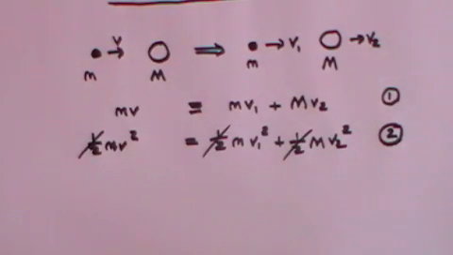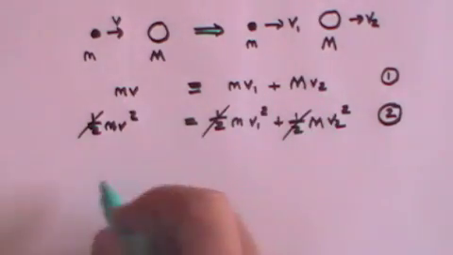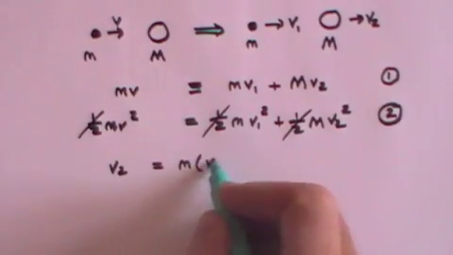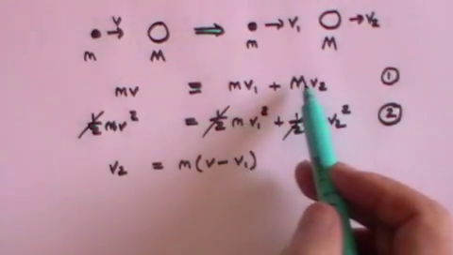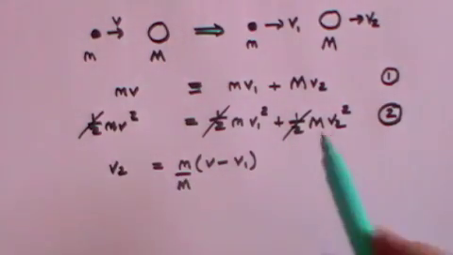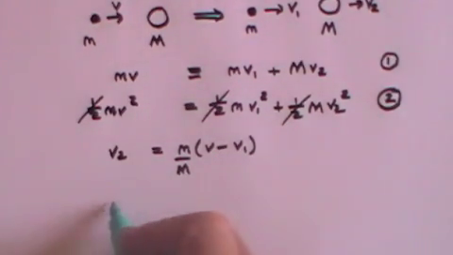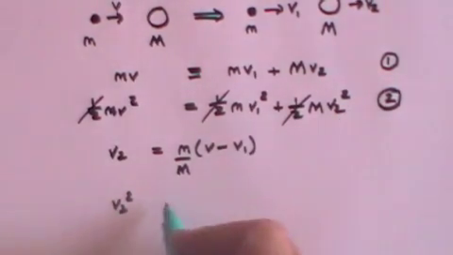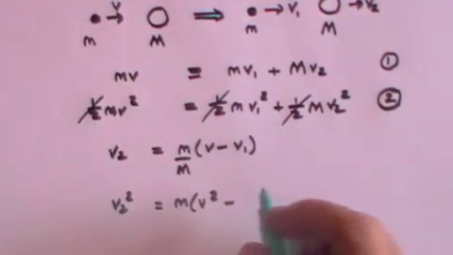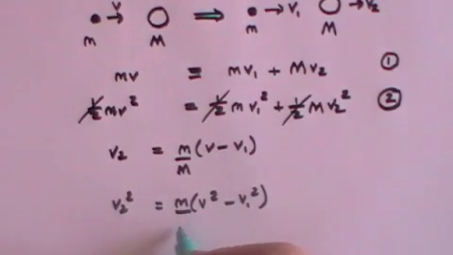And now what I'm going to do is to rewrite those equations in terms of V2. So let's start with the top one. V2 is going to equal, well, bring this round here, you've got m into v minus v1, and then you've got to divide by capital M, so that's m over capital M. That's V2 from equation 1. And similarly from equation 2, I've got that V2 squared here is equal to m into v squared minus v1 squared. And then I've got that capital M there, so I've got to divide both sides by capital M.